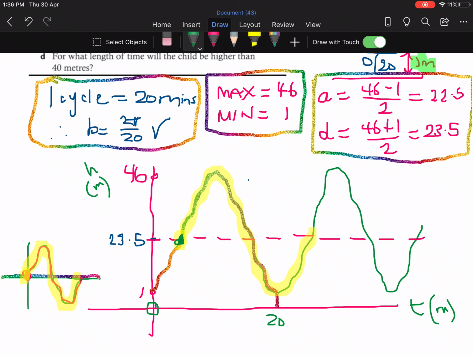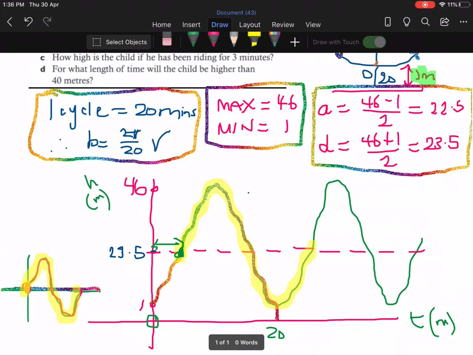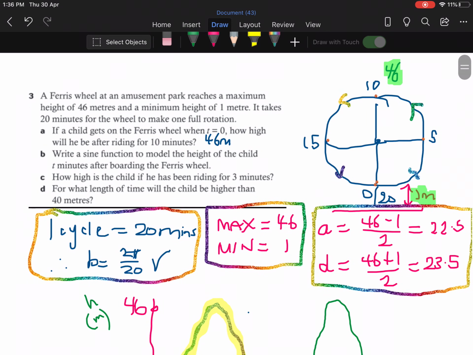So where is the horizontal shift? Well, it's from here to here. And at what point of that is that? Well, it's at 23.5. Well, let's look back up at our wheel. When is it 23.5? The middle point between 1 and 46 is 23.5.